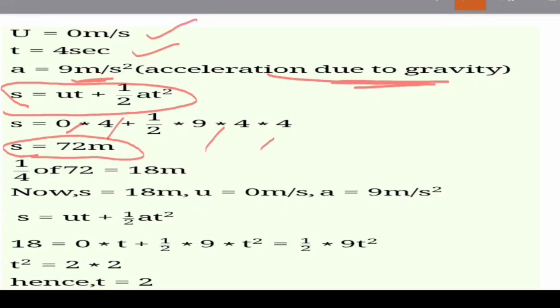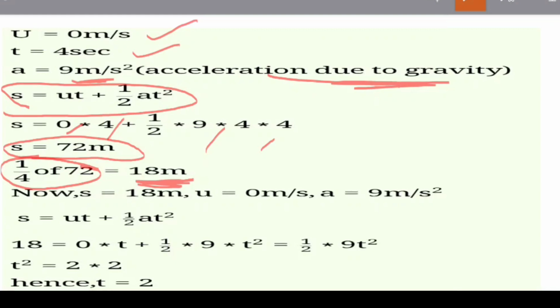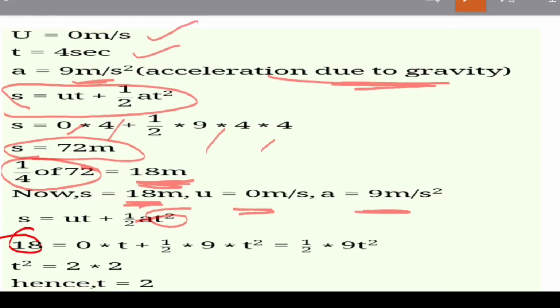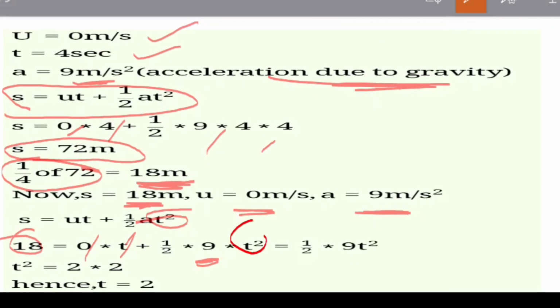He asked for the time from bottom at rest to the top 1/4 of the distance, meaning 1/4 of 72, which is 18 meters. Again substitute s equals 18 meters, u equals 0, a equals 9 meter per second square. You will get t from s equals ut plus half at square. Common formula: s equals 18, u is 0, t we should find, and half a with a value 9 meter per second square, approximately taken as acceleration due to gravity, and t square.